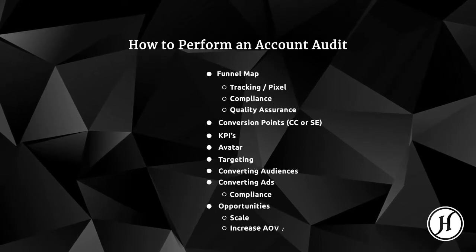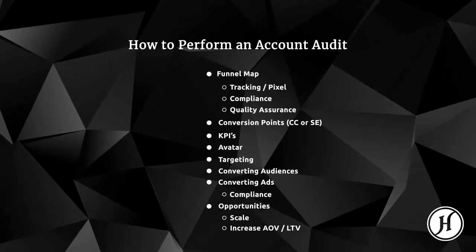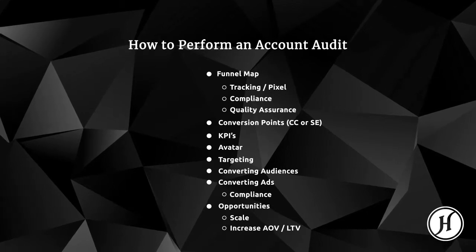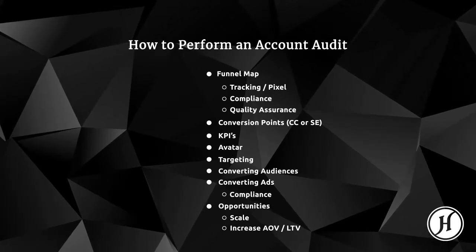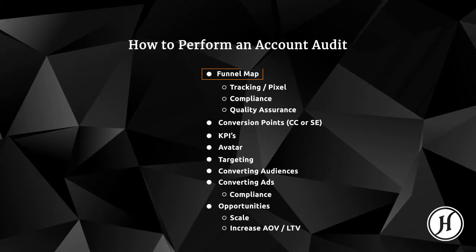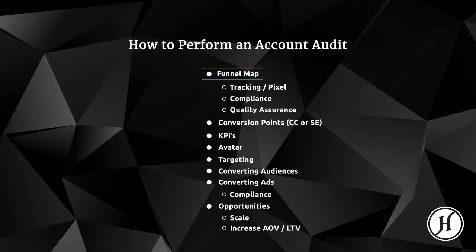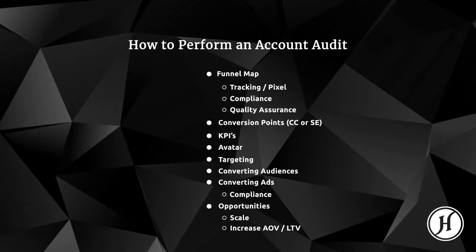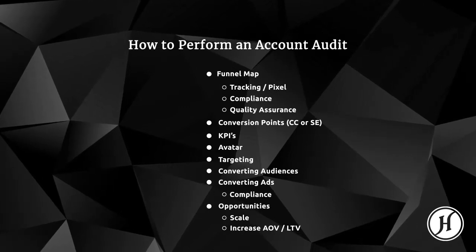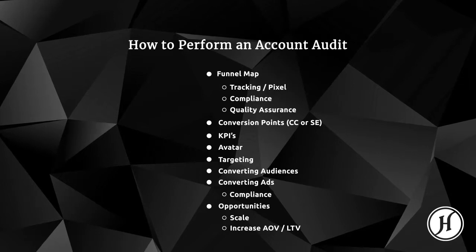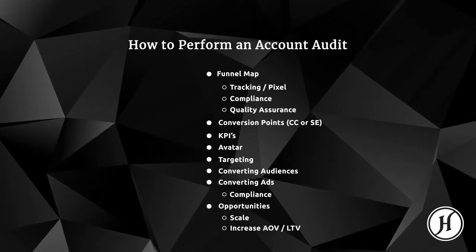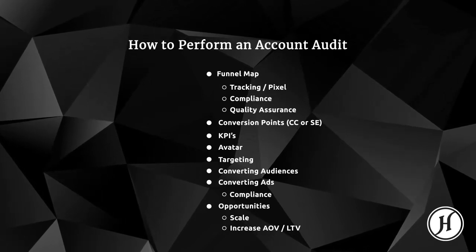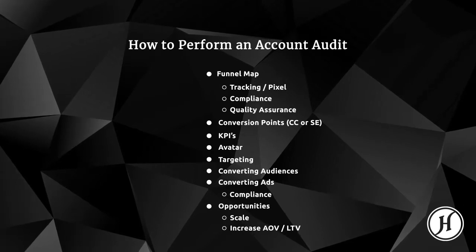Here's a quick outline of the audit, and I'm going to go into detail for each step along the process. This is the order I would go in. The first step is a funnel map. You need to know exactly what the offer is, what funnel they're using, is tracking in place, is the funnel compliant, do they have non-compliant buttons, pop-ups, exit pops, is the headline compliant? Does the funnel actually work on mobile, desktop, Android? You want to do that quality assurance as well.